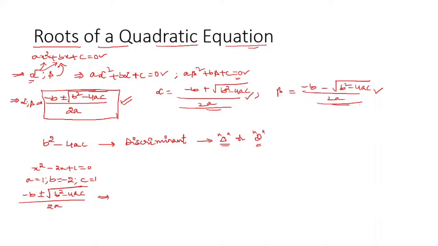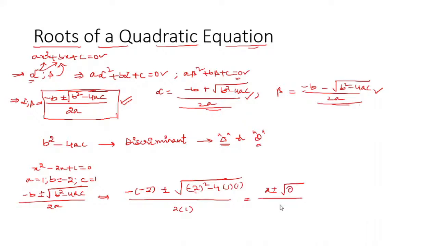So this implies minus of minus 2 plus or minus root of minus 2 whole square minus 4 into 1 into 1, by 2 into 1. So this implies 2 plus or minus root of 4 minus 4, that is 0, by 2. This implies 2 by 2, which is 1. So the only root of this equation is 1.